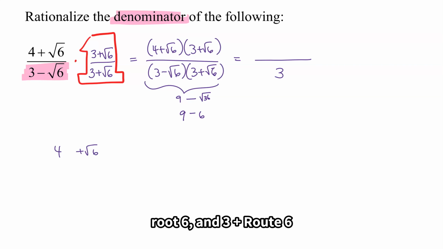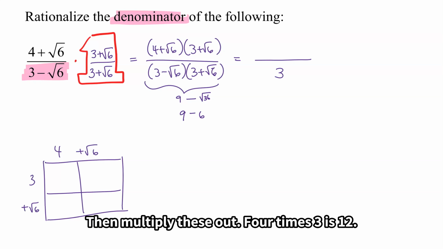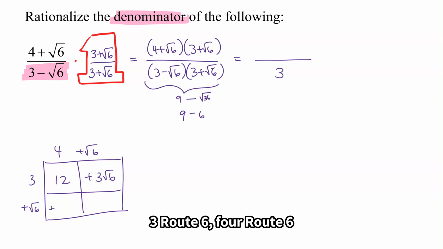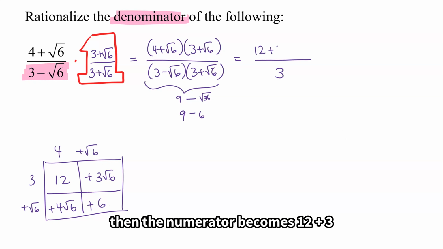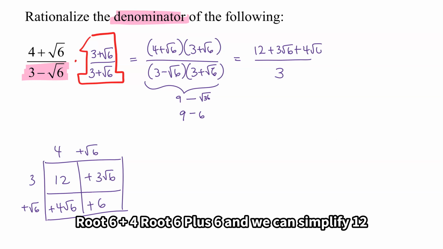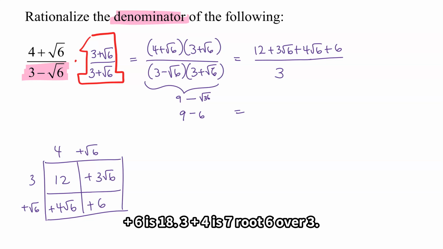On the numerator, we can use the box method. 4 plus root 6 and 3 plus root 6, and multiply these out. 4 times 3 is 12, 3 root 6, 4 root 6, root 6 times root 6 is the square root of 36, which is just 6. And then the numerator becomes 12 plus 3 root 6 plus 4 root 6 plus 6. And we can simplify. 12 plus 6 is 18. 3 plus 4 is 7 root 6 over 3.